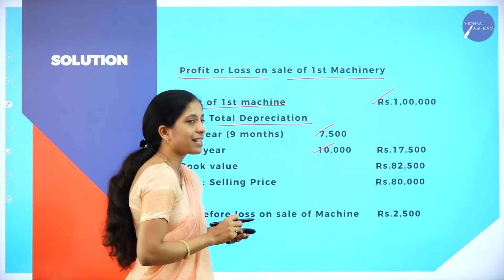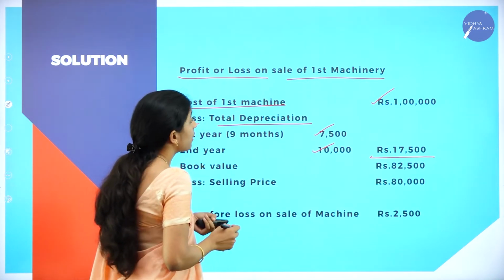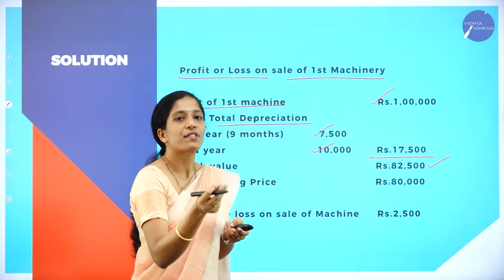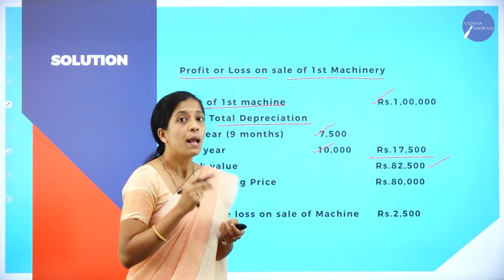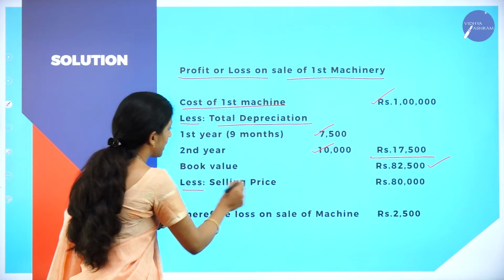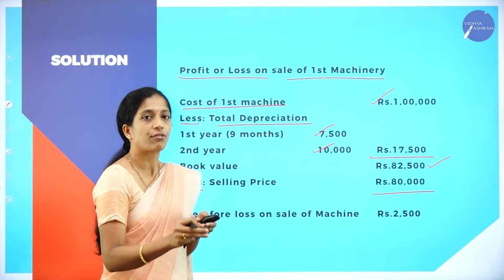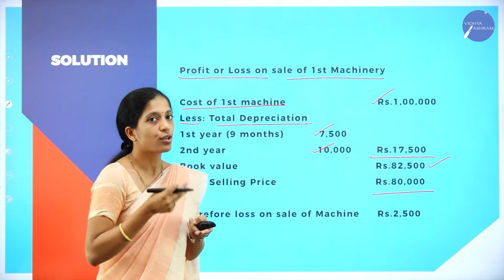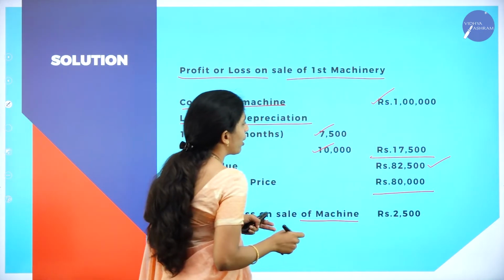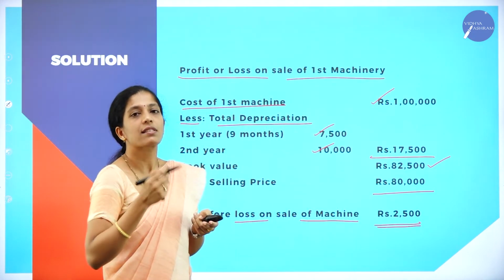So 7,500 plus 10,000, it will be 17,500. So 1 lakh minus 17,500, then what is the book value? It is 82,500. In the sense, the value of machinery on the date of selling is 82,500. But what has the business done? It has sold for how much? 80,000. Less selling price. What was the selling price? 80,000. Then actually the book value was 82,500, but they have sold for 80,000. So profit or loss? It is loss, correct? So therefore, loss on sale of machine. How much is the loss? 82,500 minus 80,000, that is rupees 2,500 is a loss by selling the machine.